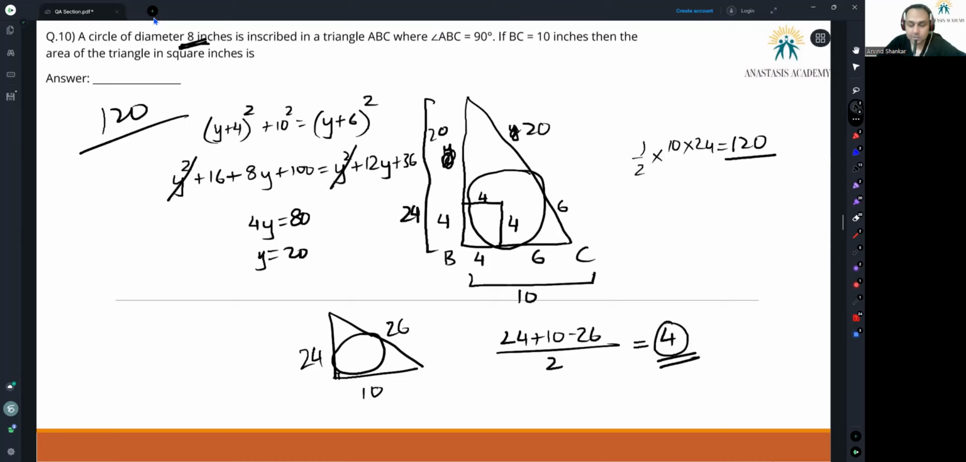There is no need to form so many equations. If you are familiar with Pythagorean triplets, your work would be easier.